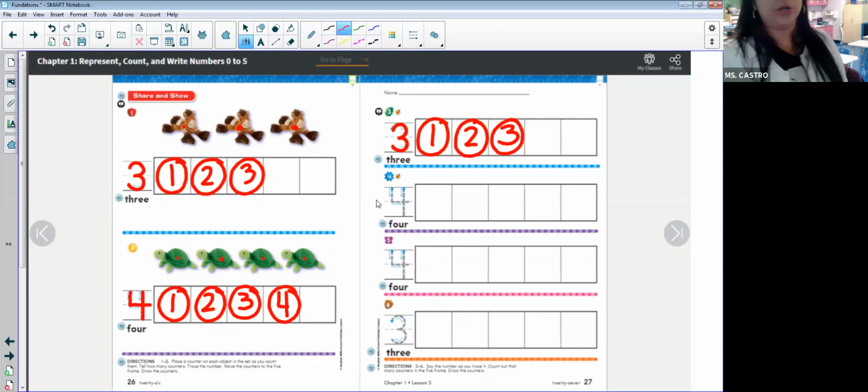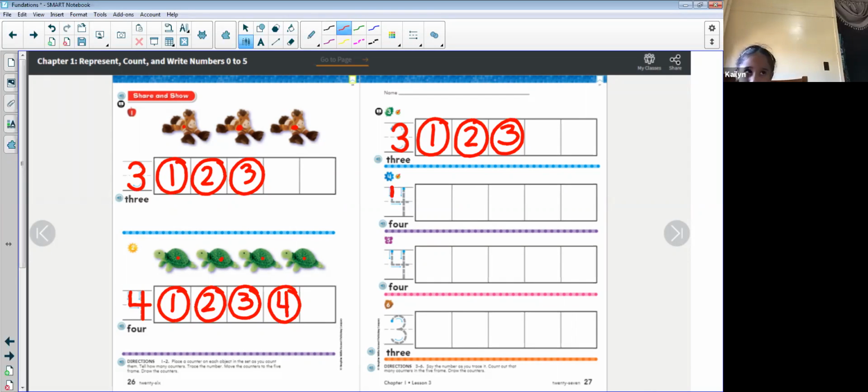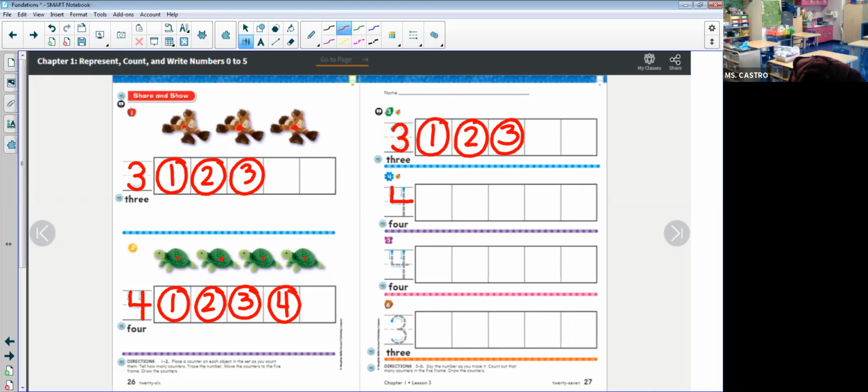So what we're going to do now is we're going to trace the number 4 first. Start with the blue dot that's all the way to the left. Go down, across, pick up your pencil, put your pencil back on the other blue dot, and go straight down. So now that I have the number 4, I'm going to illustrate 4 circles in this 5 frame.